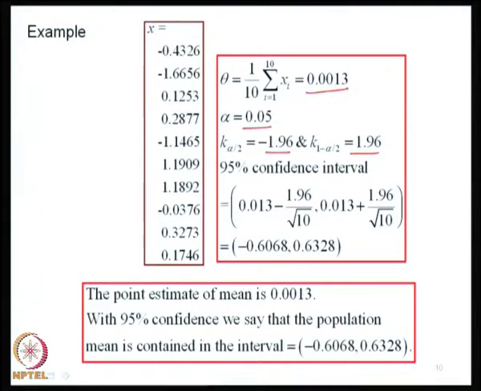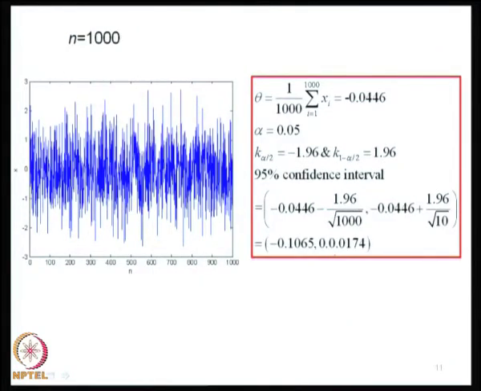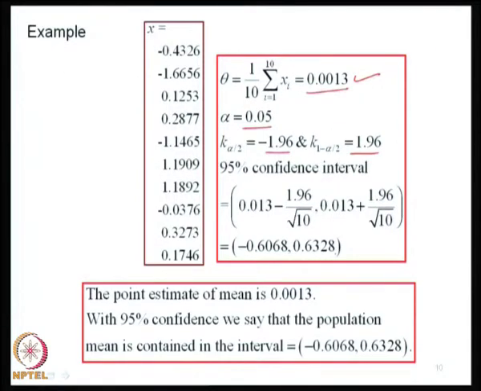Whereas, according to this, the estimate for the population mean is 0.0013 with 10 samples. That is all that I can say with this statement. Whereas, here what I am able to say is with 95% confidence, the interval minus 0.6068 comma 0.6328 contains the mean. You can see here, we have used only 10 samples and this interval is fairly big.